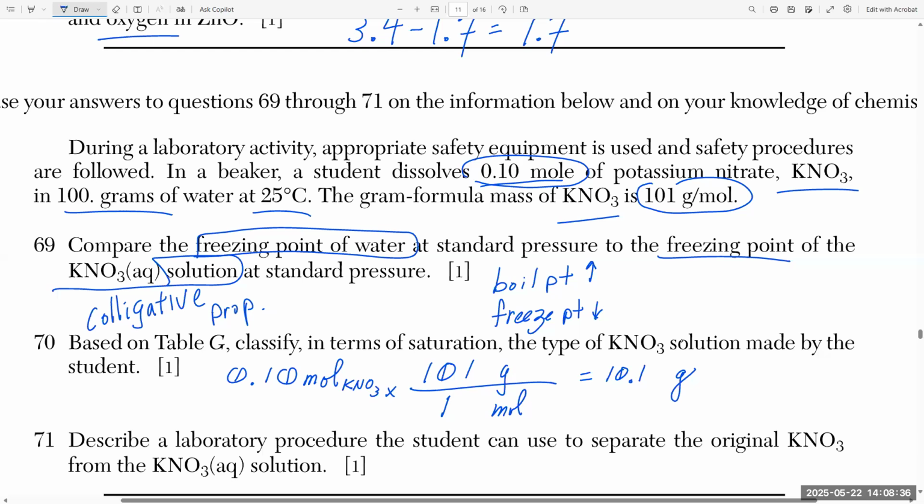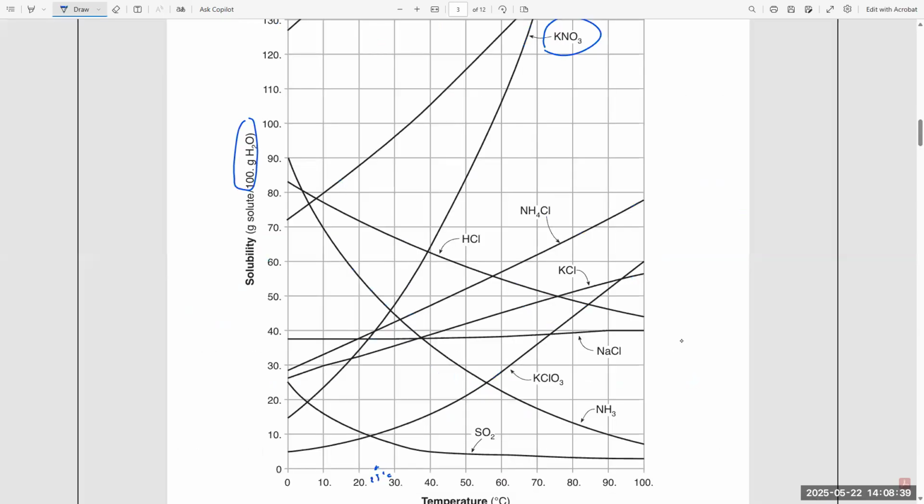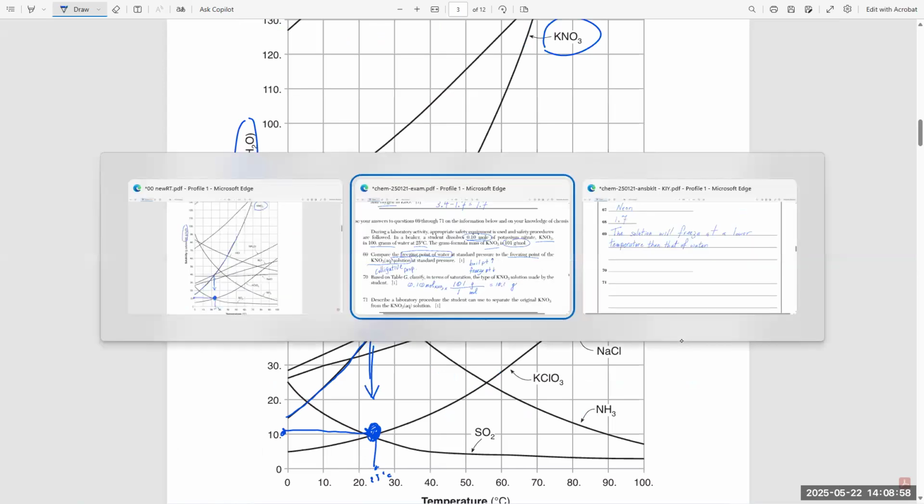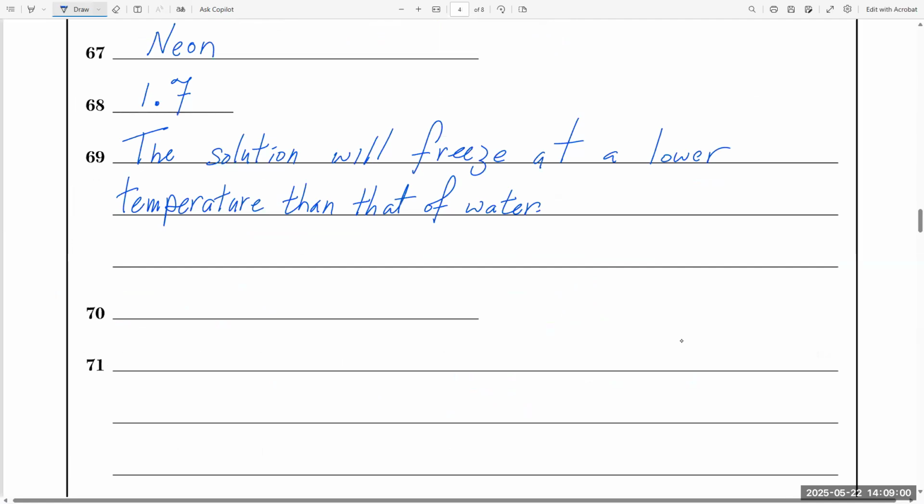So if you're unsure, just use a calculator. But I'm going to go over here and take a look. 10 grams is about here. So where do they cross each other? They cross each other right here. The KNO3 line is right here. And what do you guys think? What does that mean? We are below this curve, which means we are, that's right, unsaturated.